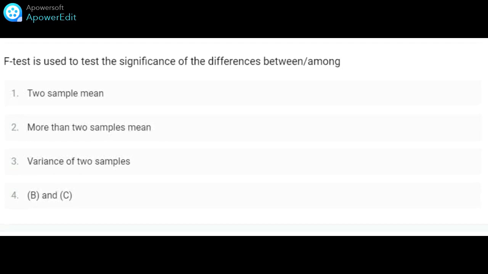Hello guys, today we will discuss biostatistics hypothesis testing. Okay, so the first question we will start with is the F test. F test is used to test the significance of differences among... So there are several options given. I would like to first discuss some basic topics before going into detail on this question.